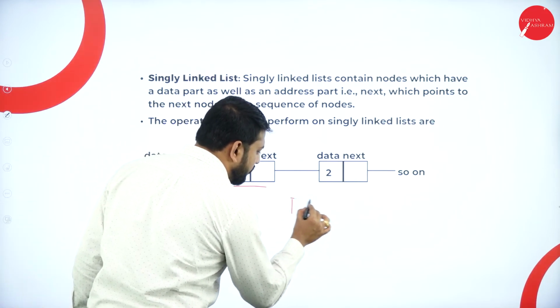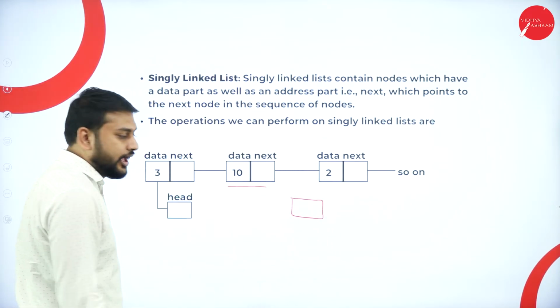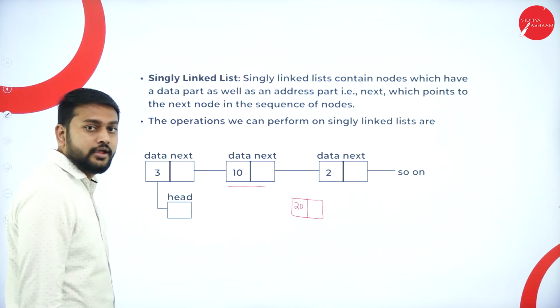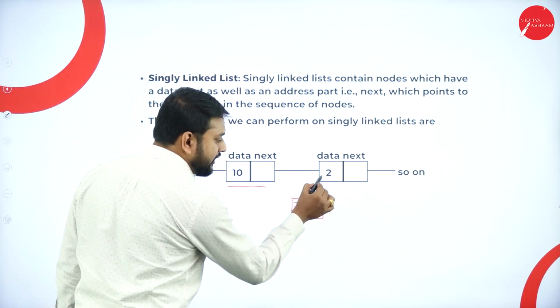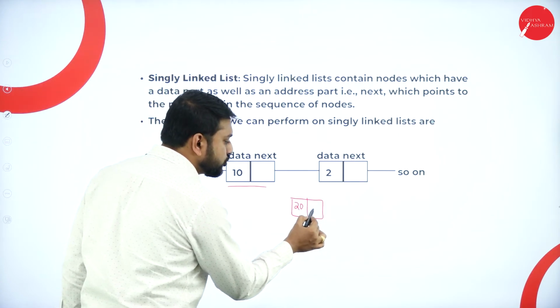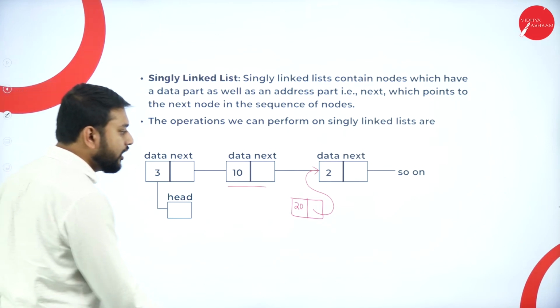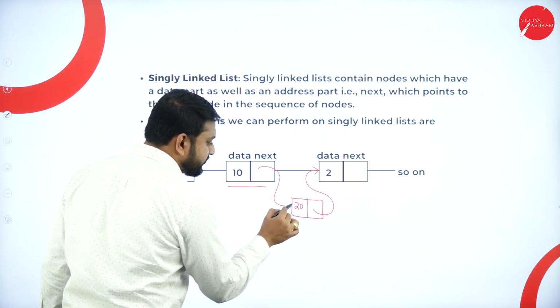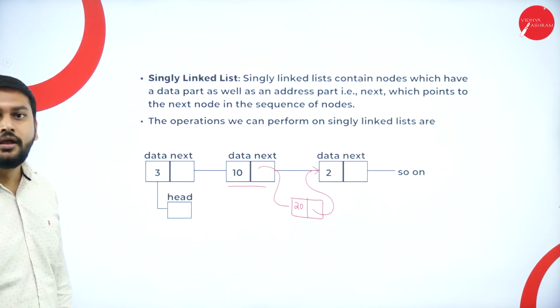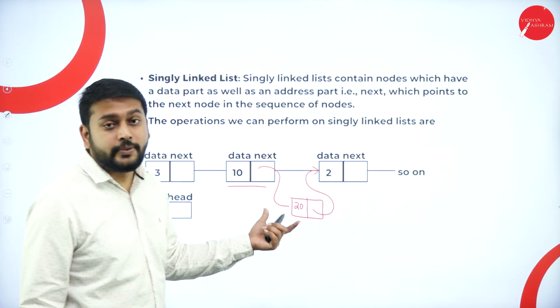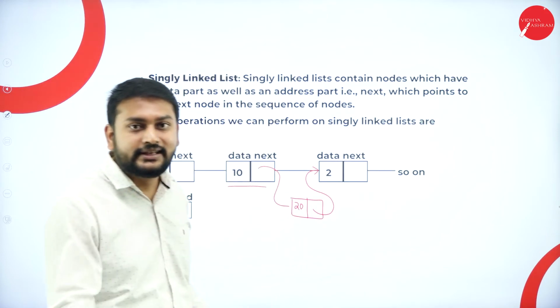First I will create one node. Okay, so fine. After that you will insert some data into this node. Let me just write 20. Okay, so what I will do is here in this part I will store the address of this node. That's it. This is how I insert the data at the specified position. This is all about the singly linked list.